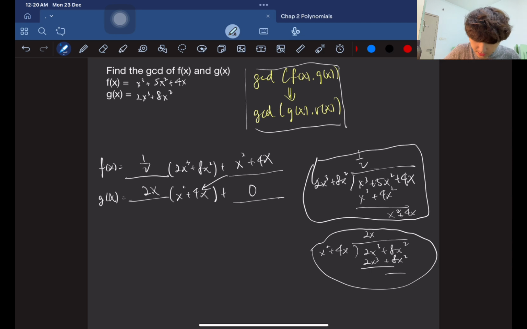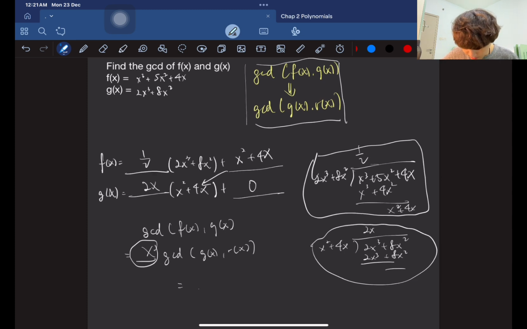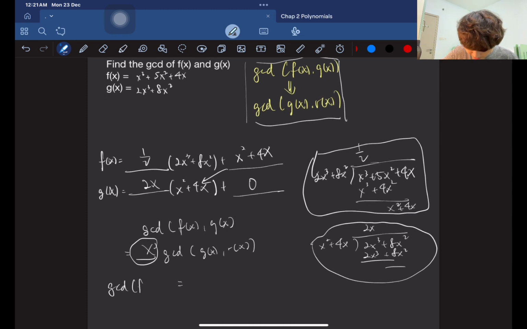So as we know, GCD(f(x), g(x)) can be written as something multiple of GCD(g(x), r(x)). So this doesn't affect anything. Here doesn't affect anything. Then we will get the GCD of f(x) and g(x) is x squared plus 4x. The question is complete.